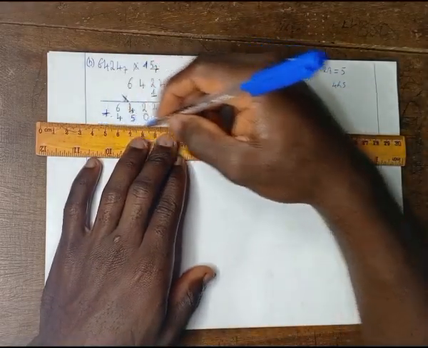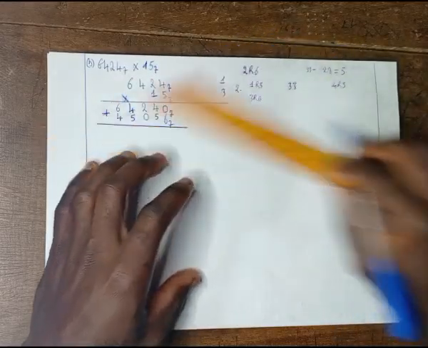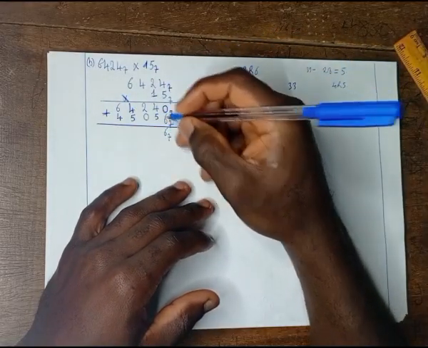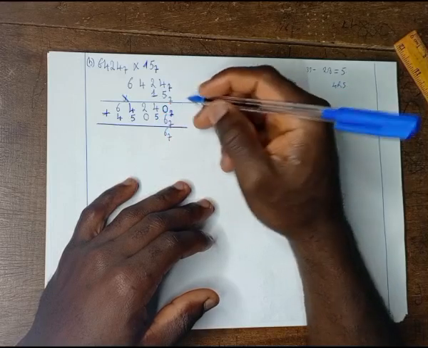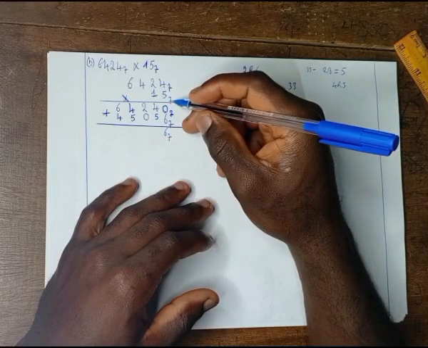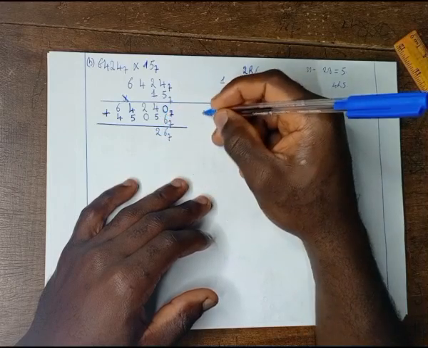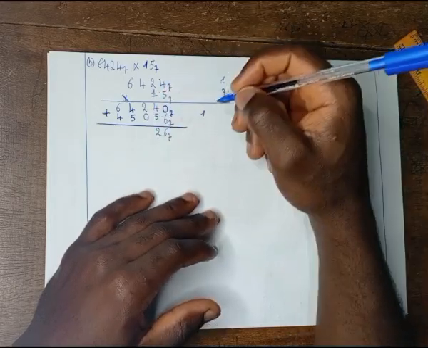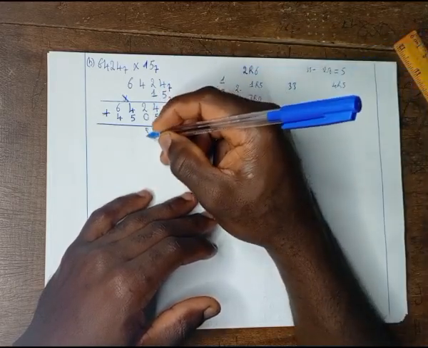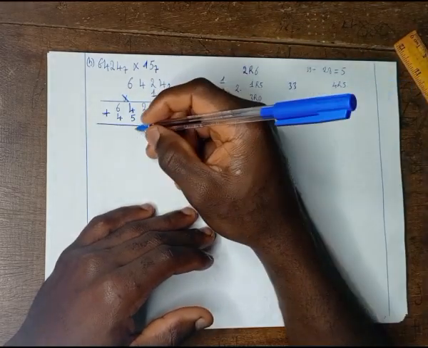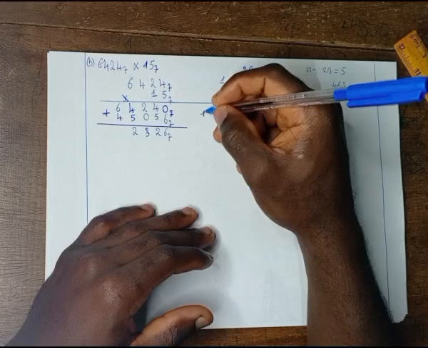We are going to draw another horizontal line. 0 plus 6 gives us 6. We bring down the base 7. 4 plus 5 gives us 9. 9 is already more than 7. We know 9 in base 7 gives us 1 remainder 2. We write 2, we carry 1. 2 plus 0 remains 2 plus 1, we carry 3. 4 plus 5 gives us 9. 9 in base 7 gives us 1 remainder 2. We write down 2, we carry 1.